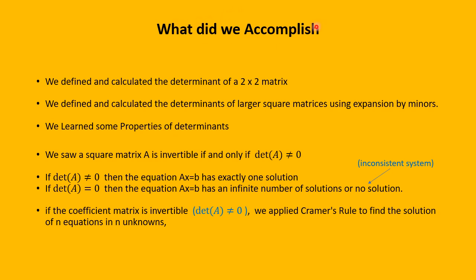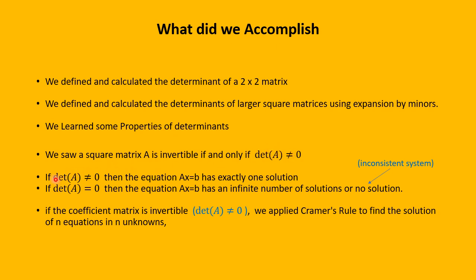So what did we accomplish in this lesson? We defined and calculated the determinant of a 2 by 2 matrix. We defined and calculated the determinants of larger square matrices using expansion by minors. We learned a few properties of determinants that would help us in the future. We saw that a square matrix A is invertible if and only if the determinant of A is not 0.